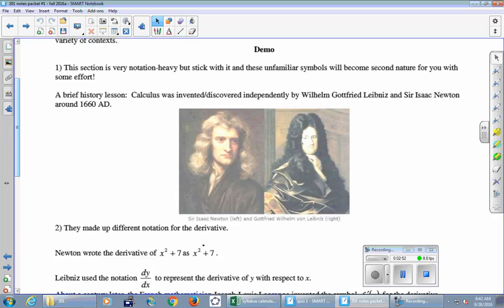A brief history lesson. Calculus was invented/discovered independently by 2 folks, Wilhelm Gottfried Leibniz and Sir Isaac Newton. Both discovered calculus around 1660 AD. So here are the 2 protagonists of our story, Newton on the left, Leibniz on the right. It's kind of interesting that you'd have these 2 people, Newton from England, Leibniz from Germany, who had very little contact with each other. There was like 1 or 2 letters that went back and forth between them, but pretty much simultaneously discovering this brand new field.